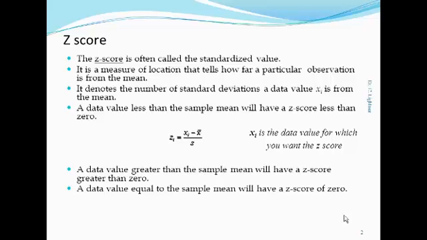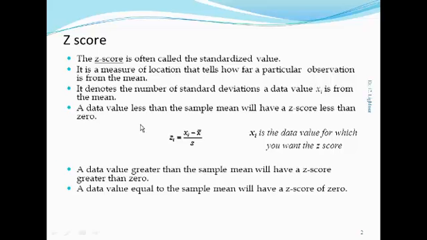A data value that is less than the sample mean will have a z-score that is less than 0, or negative. A data value that is greater than the sample mean will have a z-score value that is greater than 0, or positive. If a data value is exactly equal to the mean, its z-score value will be 0.